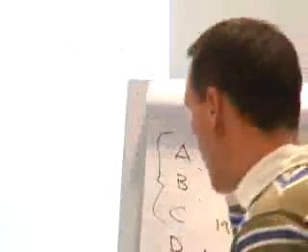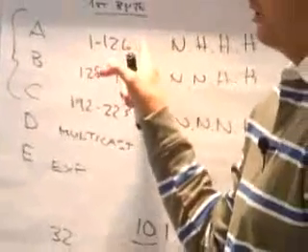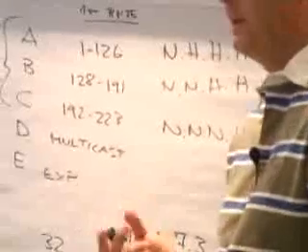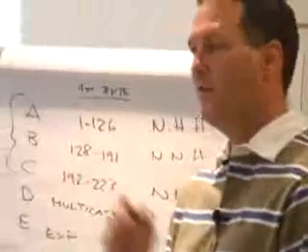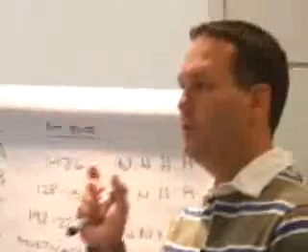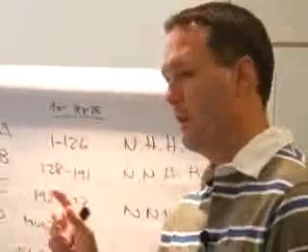Host IDs, so the host part of the network address, has to be unique. We talked about that. Network ID cannot be 127 because it's used for the loopback address or local host address. The network ID and host ID cannot be all ones and cannot be all zeros. If the host is all zeros, that is the network. If the host bit is all ones, it's the broadcast.